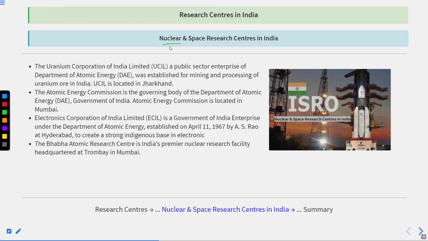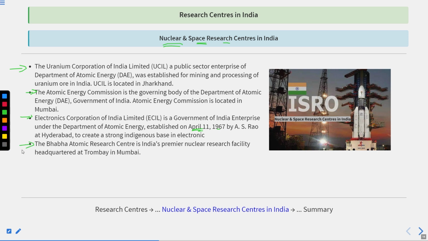Now, if we talk about the nuclear and space research centers, first is the Uranium Corporation of India Limited, public sector enterprise of Department of Atomic Energy, established for mining and processing of uranium ore in India, UCIL, located in Jharkhand. The Atomic Energy Commission is the governing body of the Department of Atomic Energy, Government of India, located in Mumbai. Electronics Corporation of India Limited, Government of India enterprise under the Department of Atomic Energy, established on 11 May 1967 by A.S. Rao at Hyderabad.